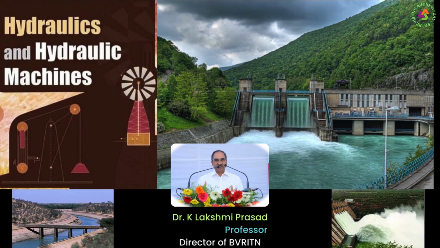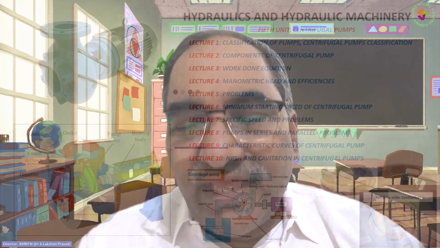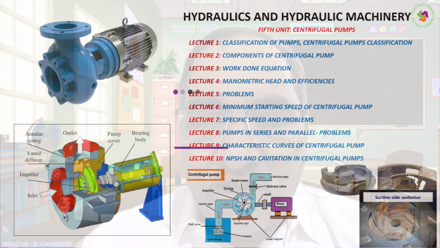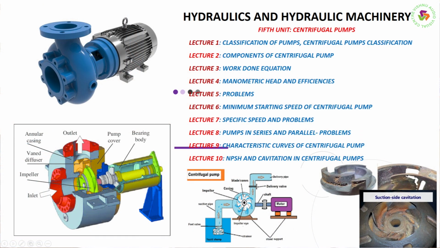Now we are dealing with Unit 5. Unit 5 consists of pumps. In that, we have centrifugal pumps and reciprocating pumps. So we started with the centrifugal pumps, and in today's lecture, let us focus on the components of centrifugal pump.